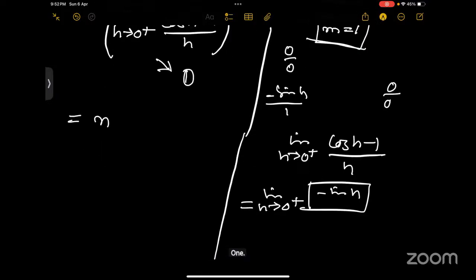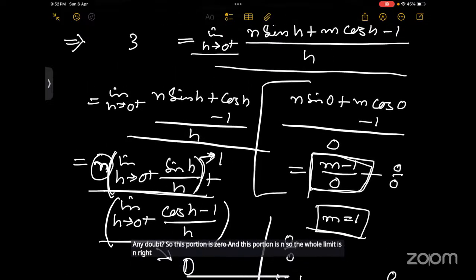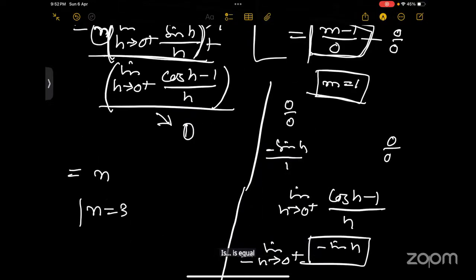So this will be 0, right? Any doubt? So this portion is 0 and this portion is n. So the whole limit is n, right? And we have 3 here. That means n is equal to 3. So what will be the value of m plus n? 4.